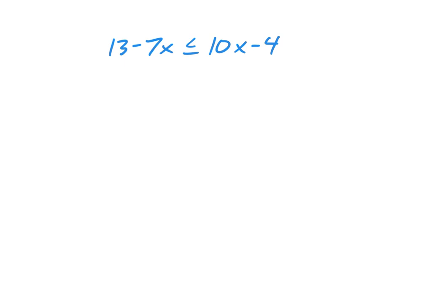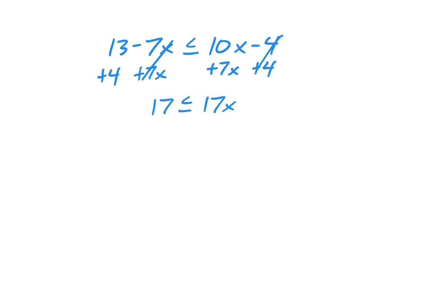So we have a couple of options. Neither one of them is necessarily right or wrong. It just depends on what makes the most sense to you, what would be easiest for you. Most people like keeping the x positive, and I don't have a problem with that. So now we have 17 is less than or equal to 17x.